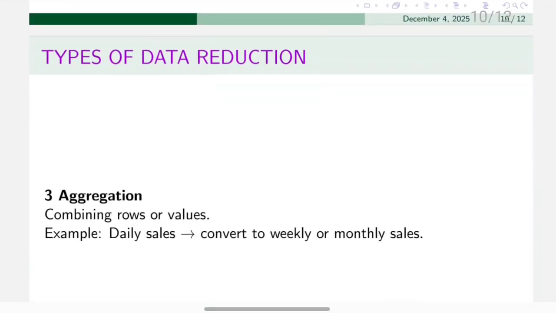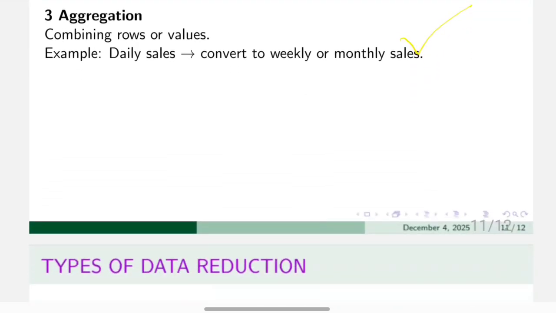Another thing is aggregation. The name itself has the answer: combining data to make it smaller. Instead of keeping daily sales, we combine them into weekly or monthly sales. That is about aggregation.